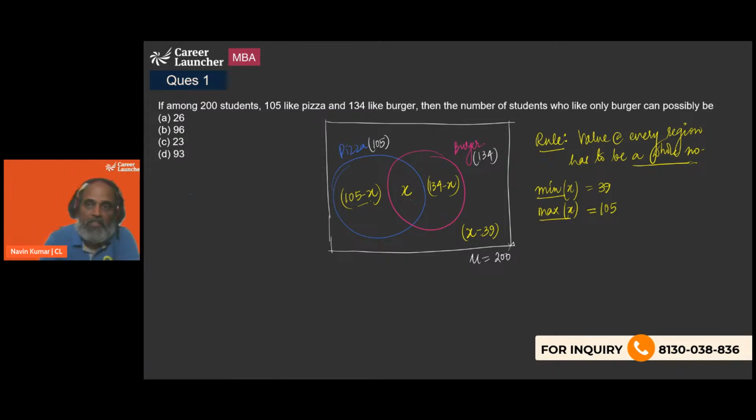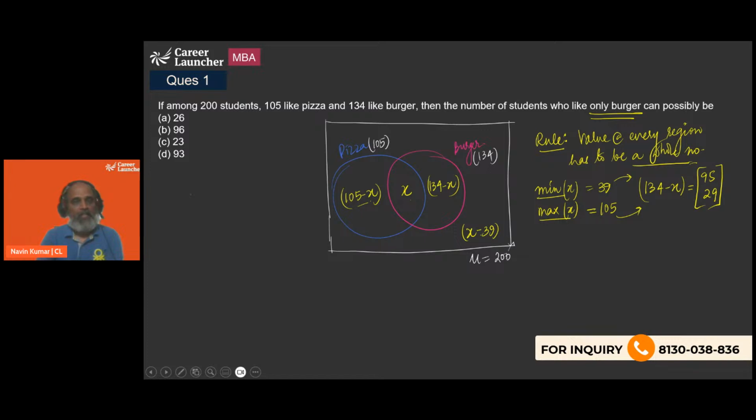Now the question asked is about students who like only burger. So they're asking us what 134 minus x can be. We'll put in 39 once and then 105. If we put 39 here, it gives us 95. If we put 105 here, it gives us 29. So this can be 29, 30, 31, 32, and so on, up to 95. From all the given options, the only one that lies within the range is 93. So yeah, that's the answer, right?